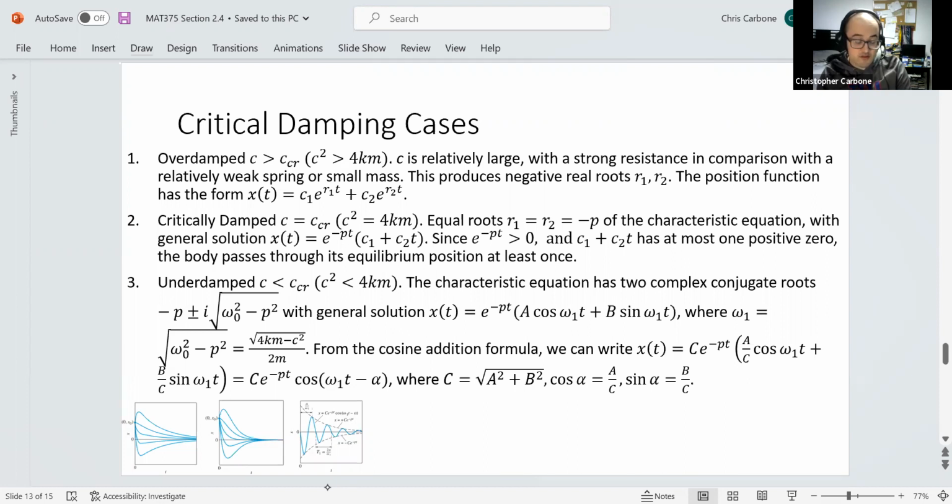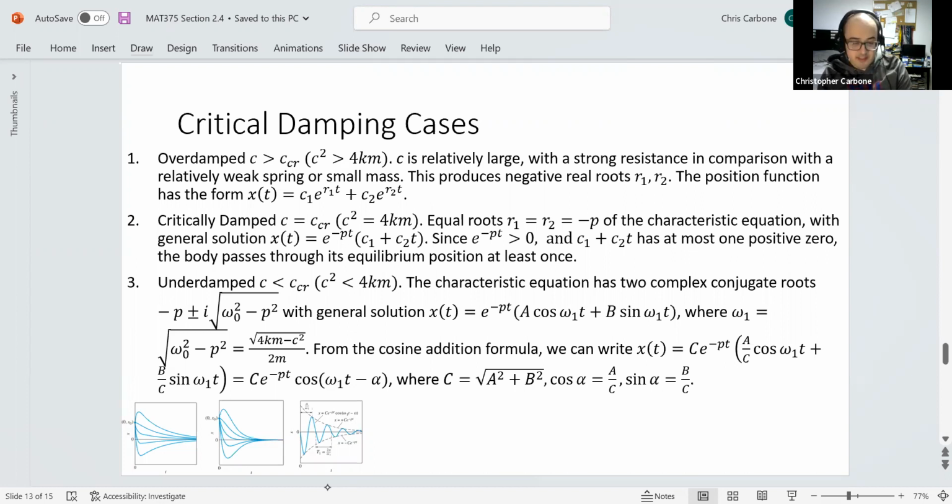If we're critically damped, if the value of c is equal to that critical damping number, then c squared is equal to 4 times km. We have equal roots of negative p. The general solution is e to the negative pt times c sub 1 plus c sub 2 times t. And since that's greater than 0, then our position function has at most one positive 0. So that body passes through the equilibrium position at least once.